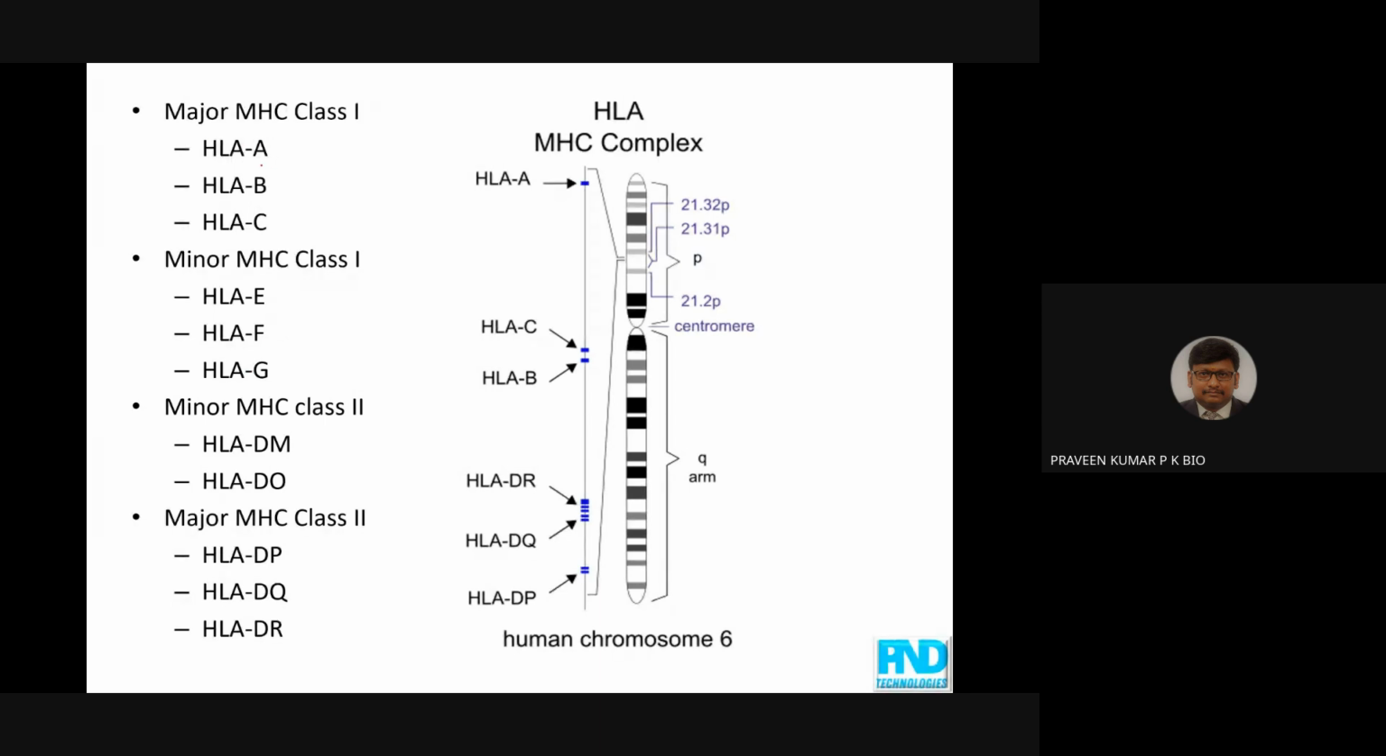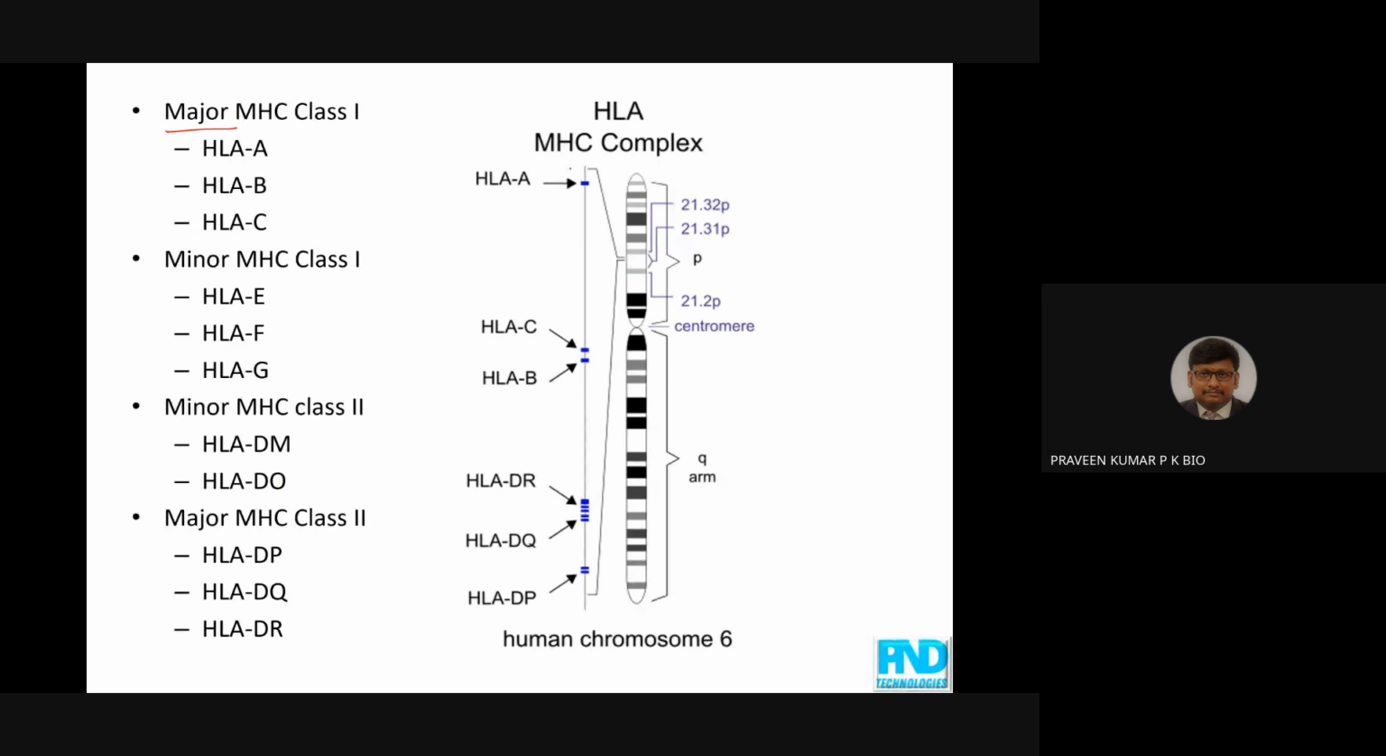If you see these HLA genes, we have A, B, C, which come under the major genes. And if you see the class 2 genes, we have HLA-DP, DQ, and DR. Okay, so these are the class 2 MHC genes, and if you see the minor genes, we have HLA-E, HLA-F, and HLA-G, and the minor genes are HLA-DM and DO.